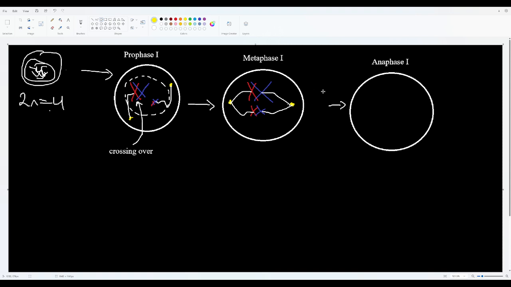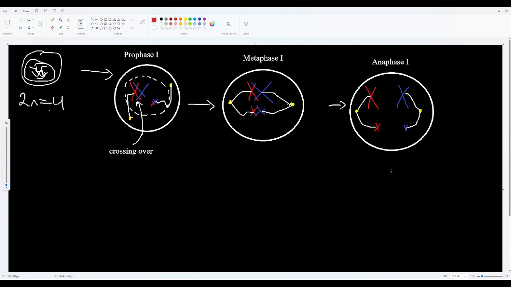So now what happens is, normally, the sister chromatids would be split apart, but now, here's a big difference. Now the homologous chromosomes are being split apart. And we're going to see why that's important here in a second. Now the homologous chromosomes are going to split apart.